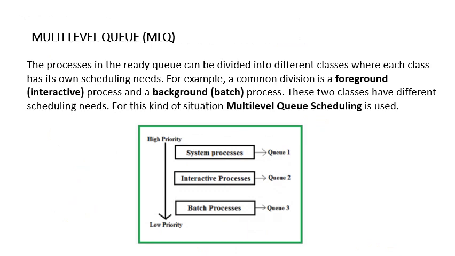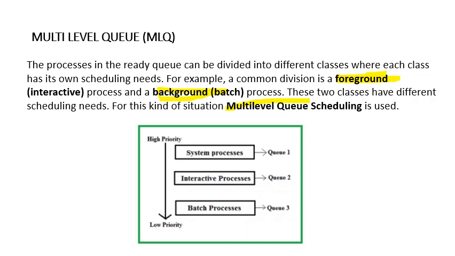Next, coming to multi-level queues. Here, the processes in the ready queue can be divided into different classes, where each class has its own scheduling needs. For example, a common division is processes that interact with the user, which execute in the foreground, and processes executed in the background. These two classes have different scheduling needs, and for this kind of situation multi-level queue scheduling is used.